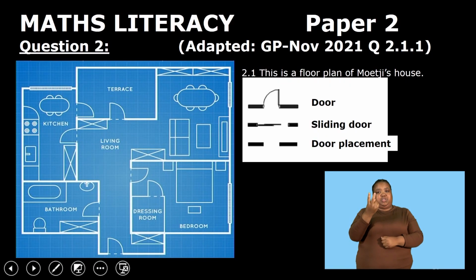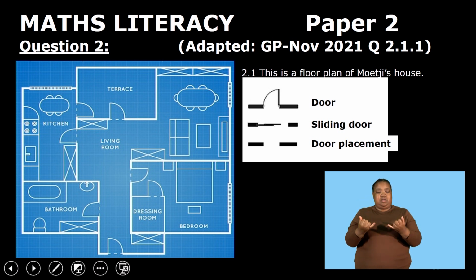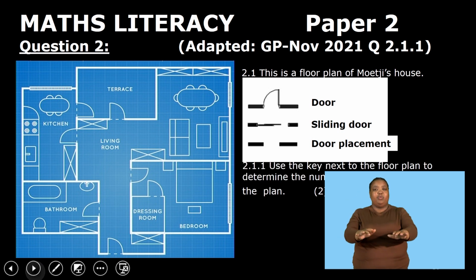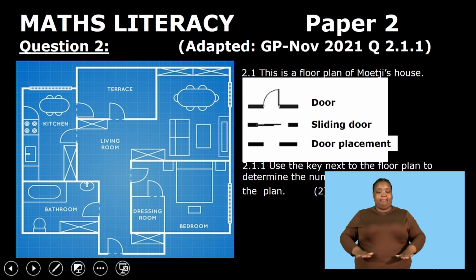Question 2. With question 2, we will be looking at the maps and floor plans. So this example is taken from Gauteng, November 2021, and we are looking at question 2.1.1. This is a floor plan of Moeti's house. We are going to use it to calculate the questions that follow. Use the key next to the floor plan to determine the number of doors shown on the plan.